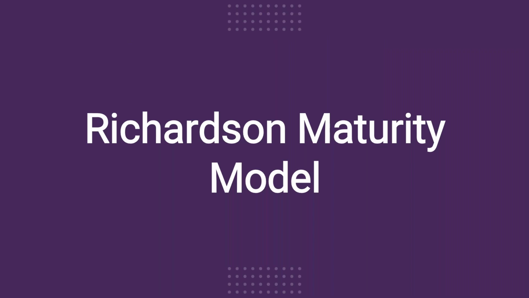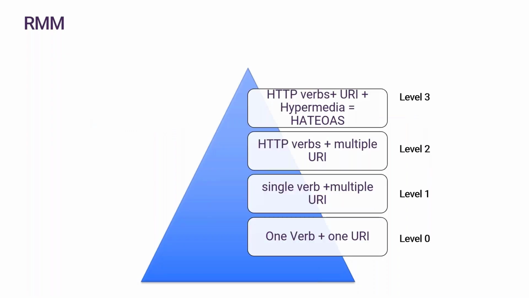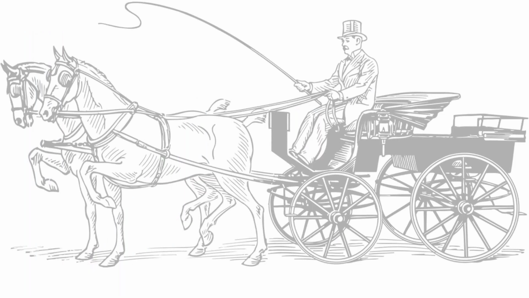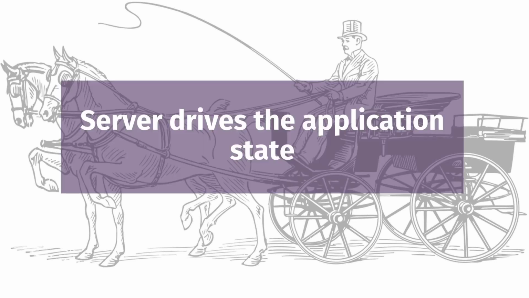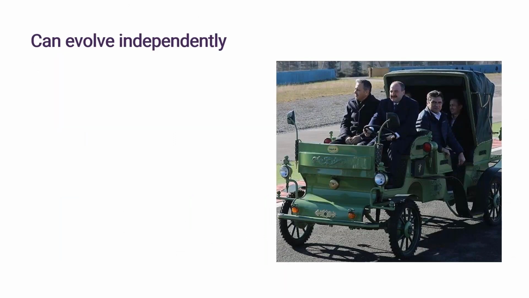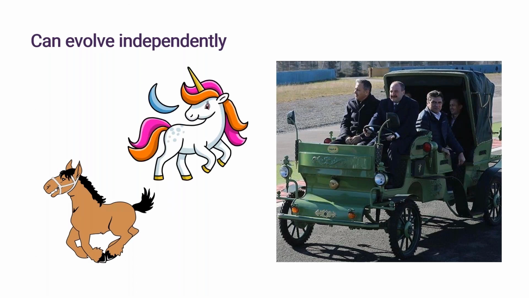So the Richardson maturity model says that you have four, in fact, levels of APIs. And that level tells how mature you are. And the majority of us are at level 2 without implementing HATEOAS, okay? And you should aim to have your API very mature. In REST, the server is the one that drives the application state. By driving the application state, the two can evolve independently without affecting each other.